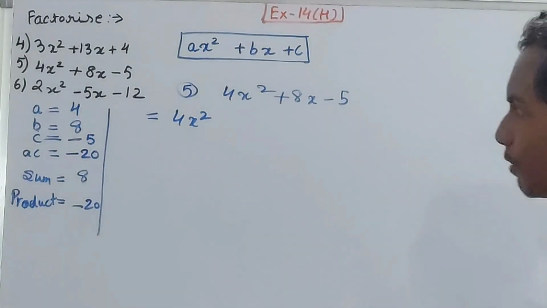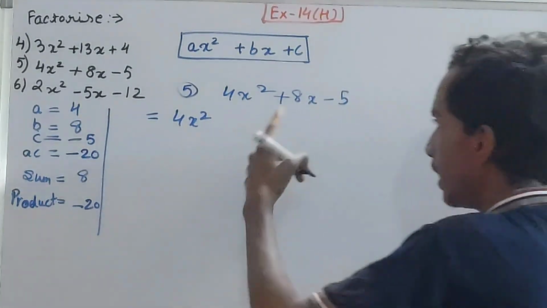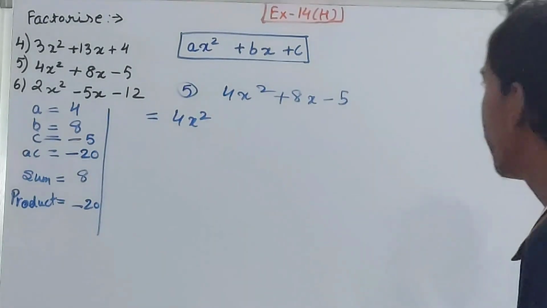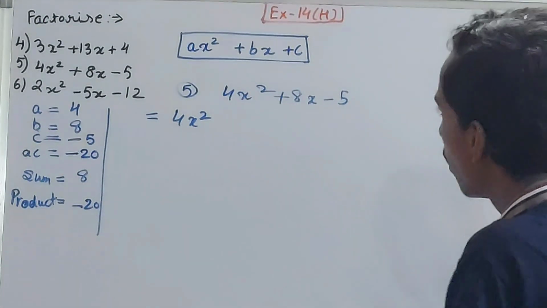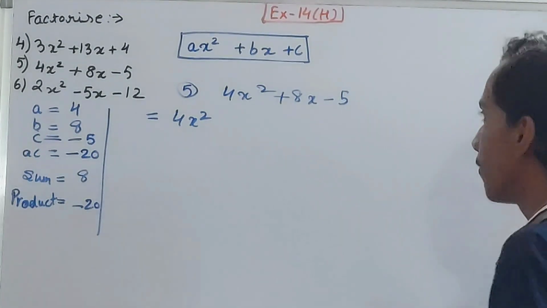Now 8x, you have to split in such a way that the sum will be 8 of the coefficients and their product will be minus 20. Okay, let's think of some factors, right? 20 is divisible by, we can take 10 and 2, right? That will do the work.